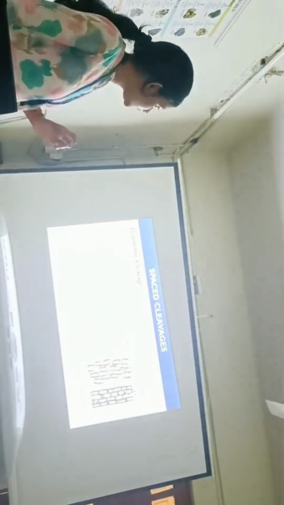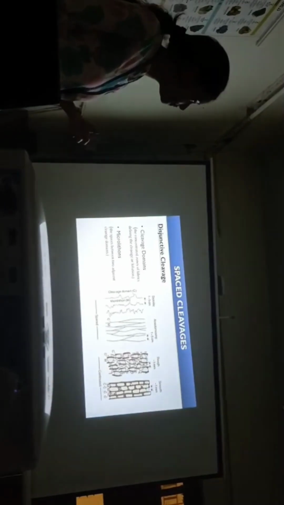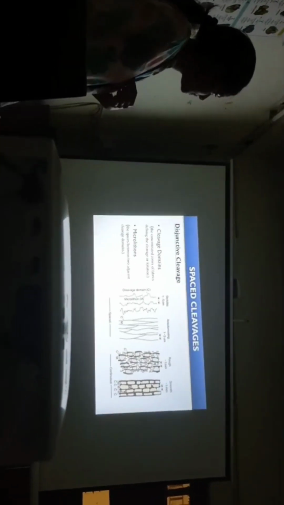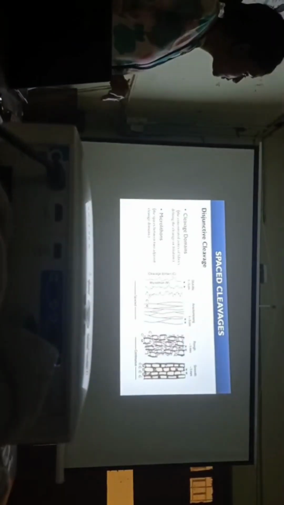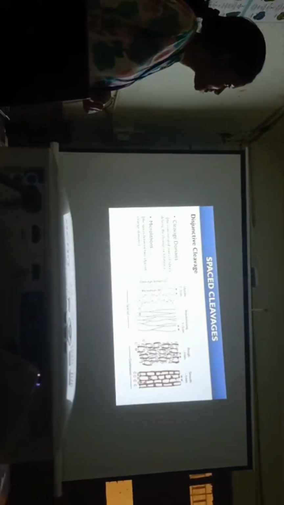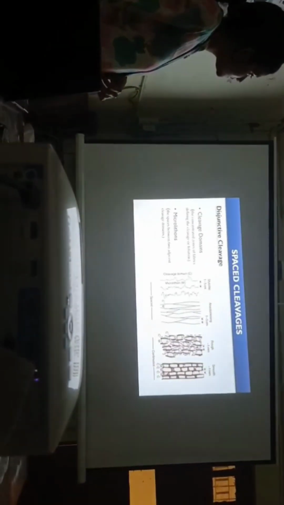In case of disjunctive cleavage, the microlithons have not undergone any type of microfolding. They are free from fabrics. The disjunctive cleavage has been classified into four types on the basis of the shape of the cleavage domain. If the cleavage domain is planar and continuous, then it is called smooth cleavage. If it is short and continuous, then it is called rough cleavage. If it becomes quasi-planar or anastomosing, forming a reticulate pattern, then it is called anastomosing cleavage. And if the cleavage domains are irregular, forming a two-set pattern or stylolitic pattern, then it is called stylolitic cleavage.